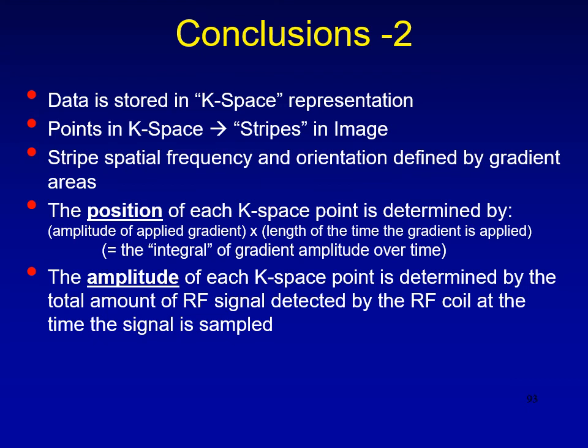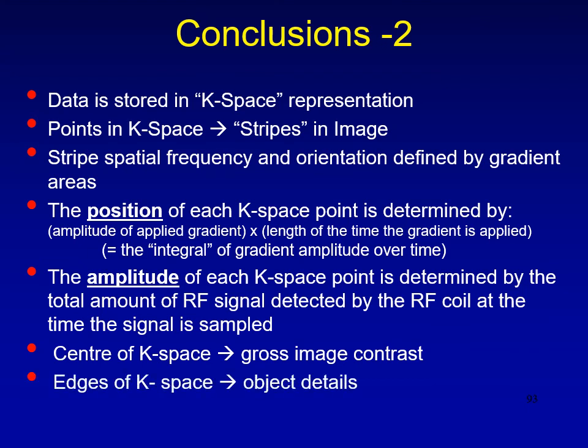The amplitude of the K-space points is determined by the amplitude of the RF signal in the detector at the time the signal is sampled. The center of K-space is where most of the signal resides and therefore where most of the image contrast resides. The edges of K-space contain most of the object details.